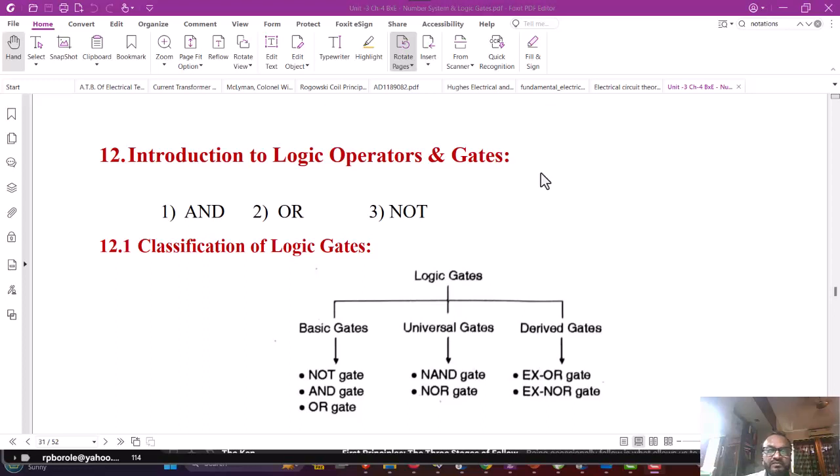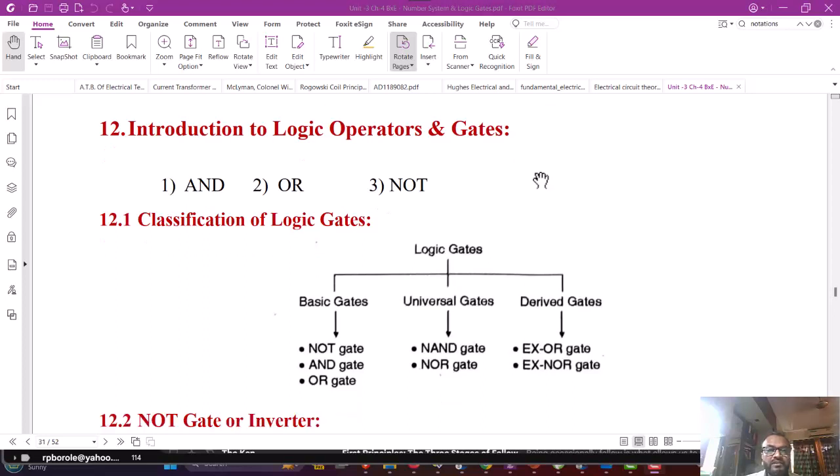In the last session, we have seen the arithmetic operations in various number systems. Today, we will study the logic gates and the logic operations in digital electronics. The three basic gates are very popular in digital electronics. Those are AND gate, OR gate, and NOT gate.